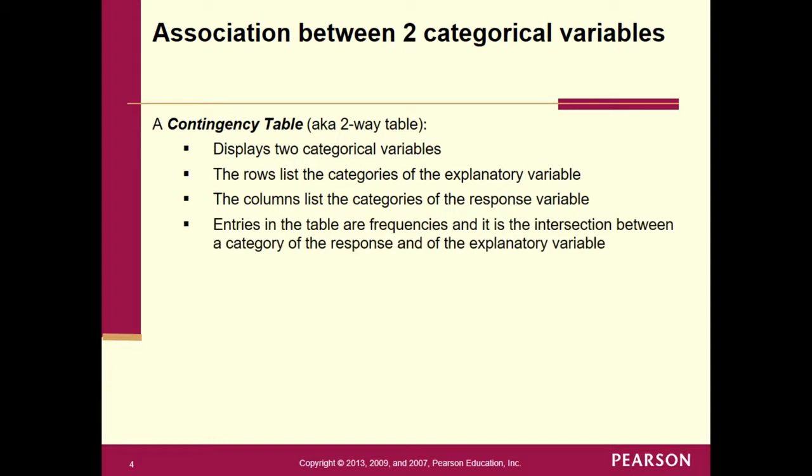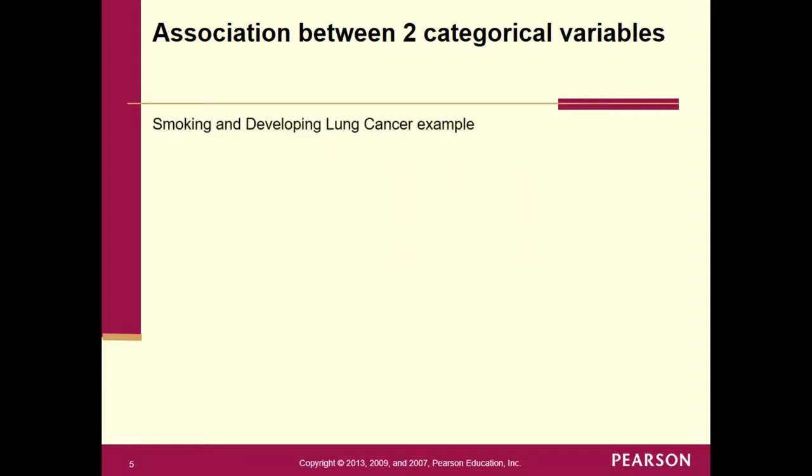So the entries in the table are frequencies, and the intersection between a category of the response and of the explanatory, that will be an intersection. It's just an individual set, okay? And I'll show it to you here in a second.